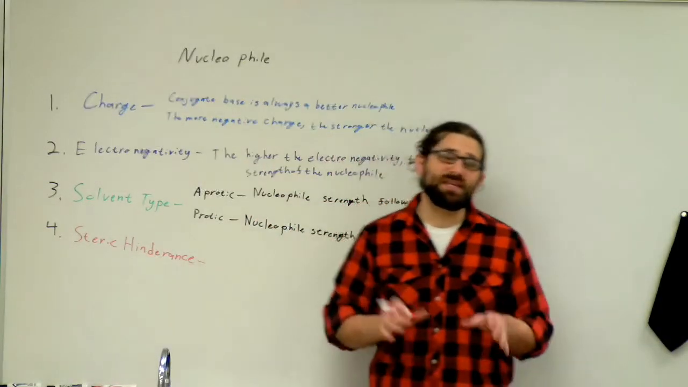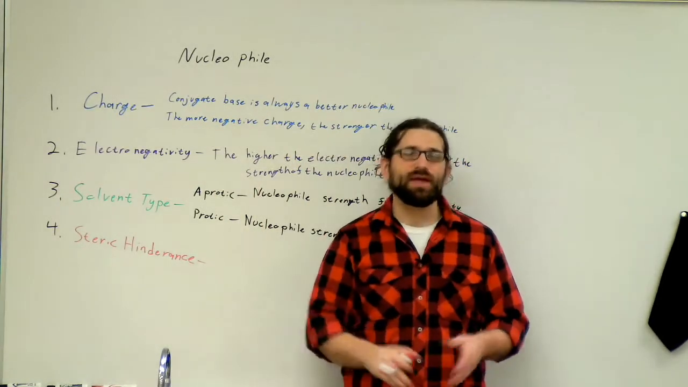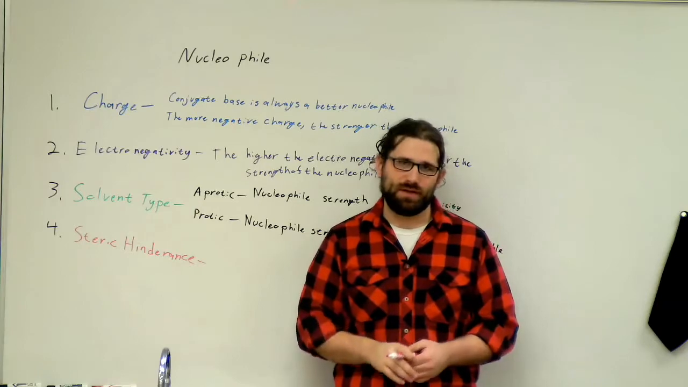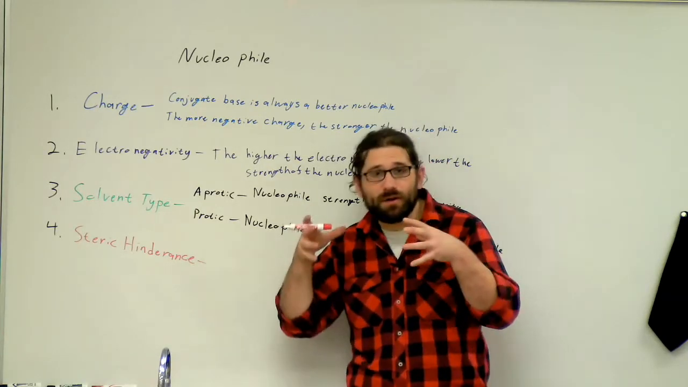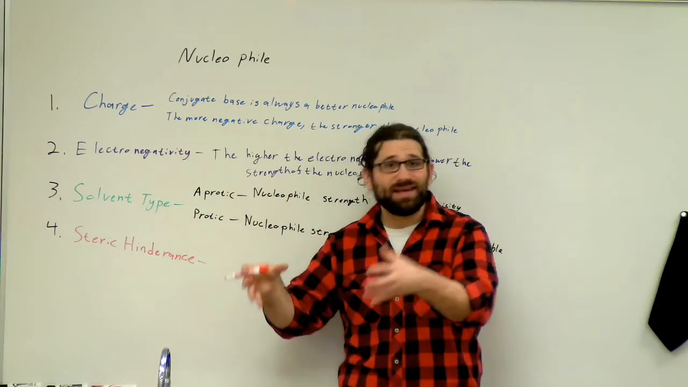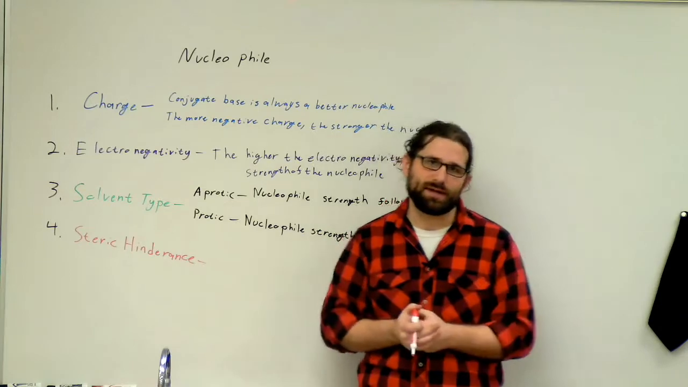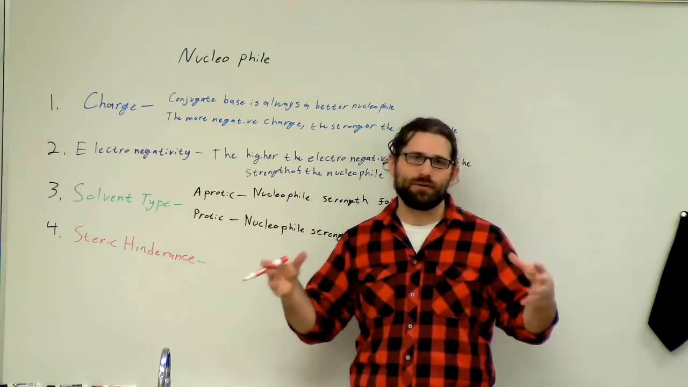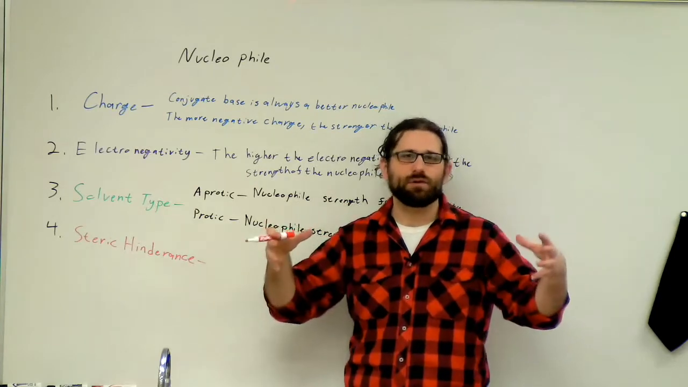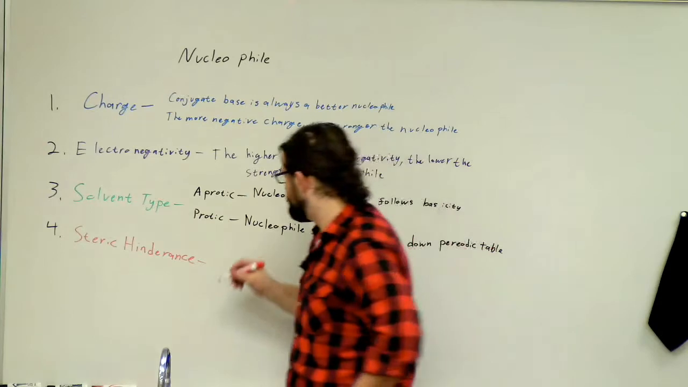The final piece that factors into the strength of a nucleophile is steric hindrance. If the nucleophile is too big to get to the carbon or whatever it's trying to attack, it's physically unable to react, and it's going to take a lot longer to react. So steric hindrance is the size of the nucleophile. As the size of the nucleophile increases, the nucleophile strength decreases.